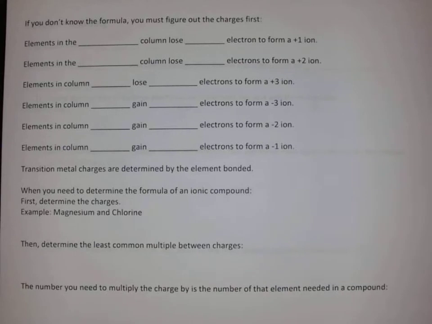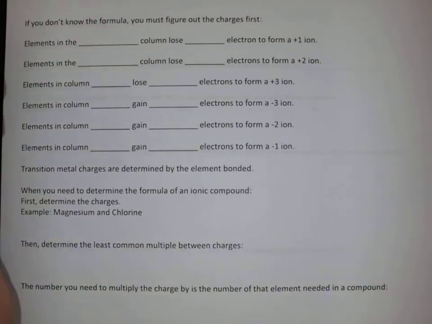All right, guys, now we're going to go through our Lewis dot diagrams if we don't know the formula, okay? So if we don't know the chemical formula of our compound, we have to figure out the compound first. We have to figure out that formula. So the first thing that we do there is we figure out what charges our ions are going to have.